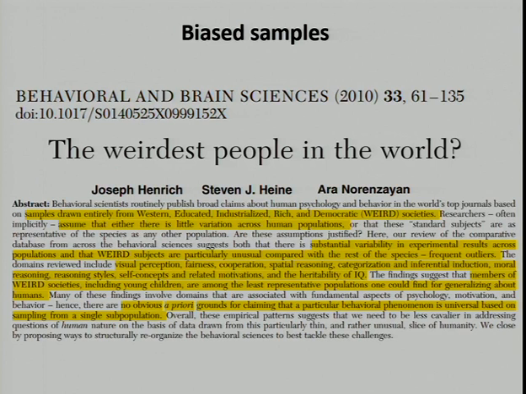Here's one of my favorite papers from recent years, not really new anymore, but a huge issue in psychology, right? This was in BBS, and you've all heard about studies looking at universal human traits, right? Psychology takes itself, in many cases, to be investigating things that are true of all humans generally, right?